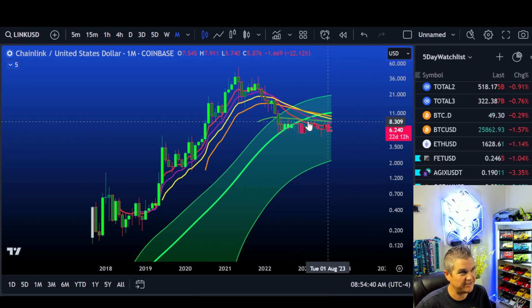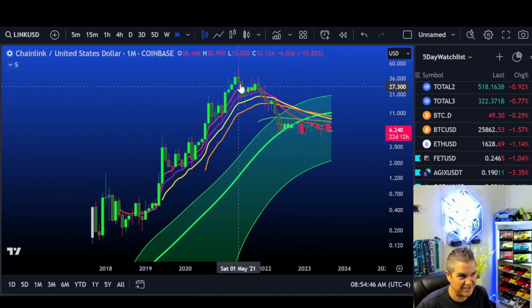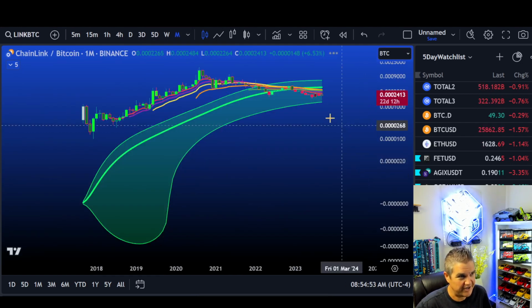So that's the monthly snapshot of Chainlink, right? Just sideways, building our base. We're still okay, right? Just look at the early days of Chainlink and how well it did, right? So keeping that in mind, back to Link BTC really quick, and then I'll let you go.